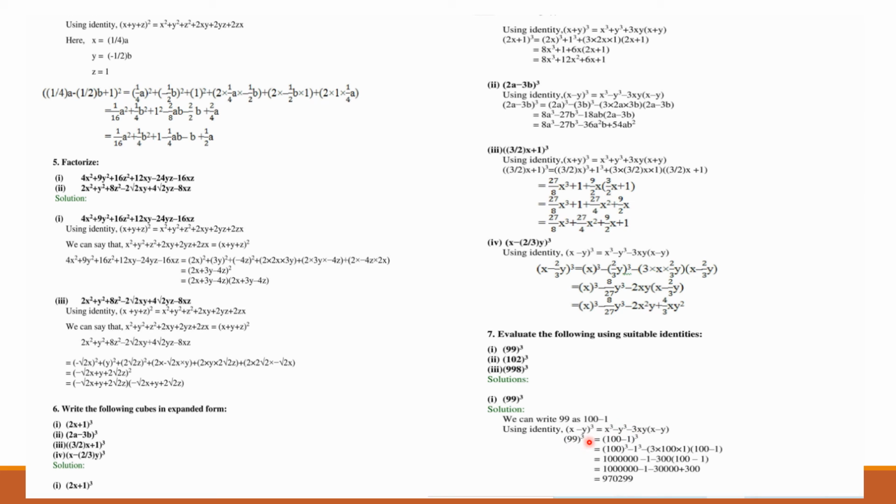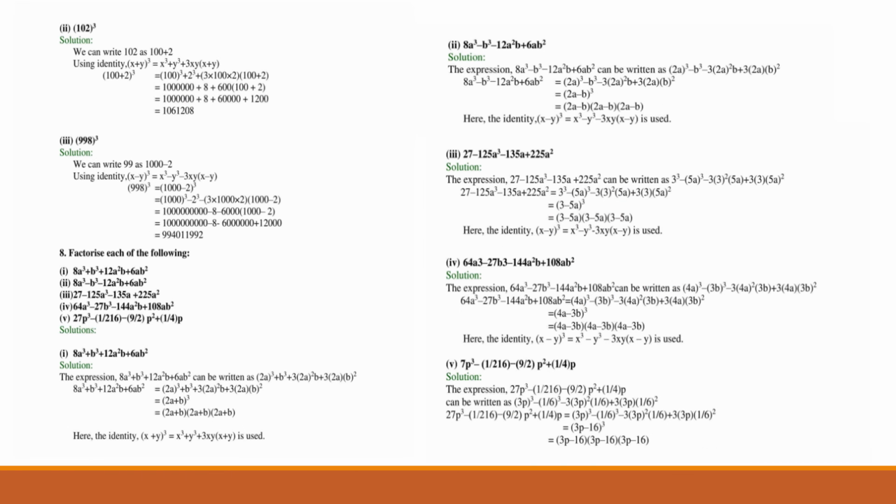Now you can use the identity. Which identity? You know what x minus y whole cube is. Similarly, you can split up 102 as 100 plus 2. And 998 you can write as 1000 minus 2. So a similar identity you can use and you can solve your question.